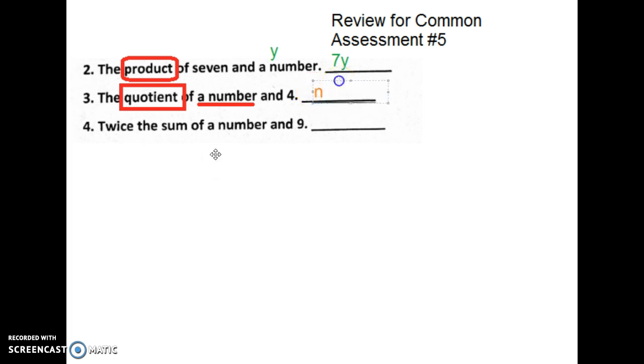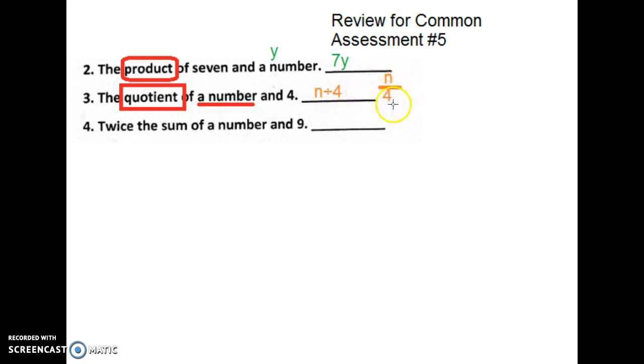So n, and it says n and 4. If it's a quotient and it's division, then I have to put a division sign, 4. N divided by 4. You can also write it as a fraction, n divided by 4, which would look like this. So either one of these answers is correct.